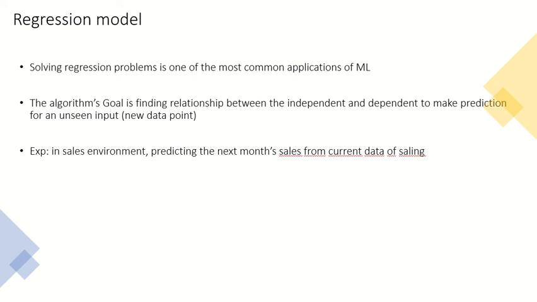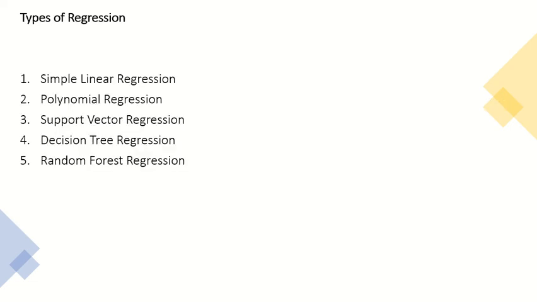And regression has lots of applications in the world. For example, in a sales environment, we can predict, say, next month's sales based on our current information, or something like that for next season or next year based on our at-hand information. And we have different types of regression: single linear regression, polynomial regression, support vector regression, decision tree regression, and random forest. In the next slides, I will explain simple linear regression.